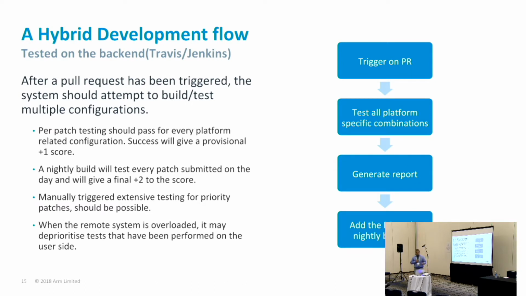On the backend side, Travis, Jenkins, or whichever tool we decide to use, the system will trigger using the pull request, will read the report coming from the user, and will try to test every single platform, every single variant of the 12 variants for this specific platform. So if I want to push a patch for Masca, the backend will automatically test all 12 variants for Masca. If the backend is very busy and there are hundreds of pull requests going on at the same time, it might choose to deprioritize or skip some of the tests I have already done on my machine.